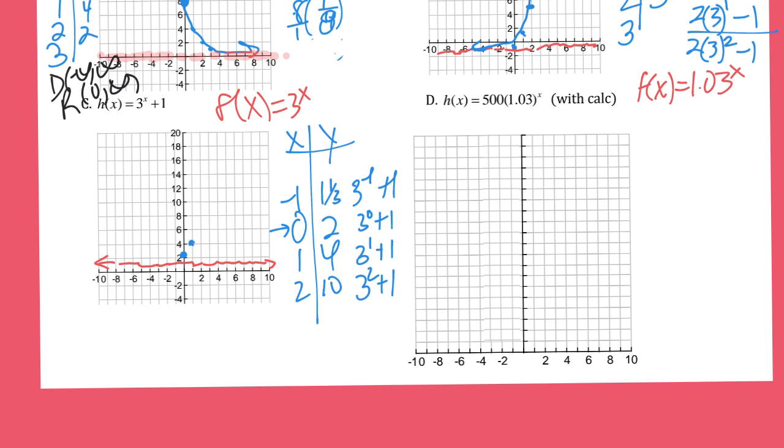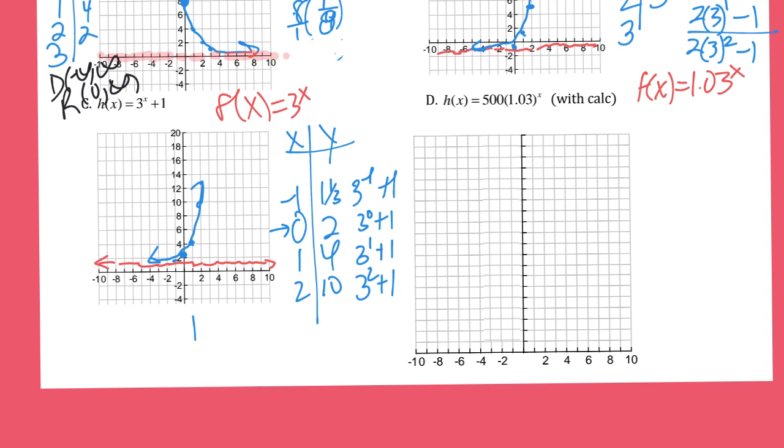2 is 10. It just gets out of control really fast. And then -1 is just 1 1/3. So it's still above the asymptote. And you can see what's going on here. The domain is -infinity to positive infinity. The range is going to be from 1 to infinity, not including 1.